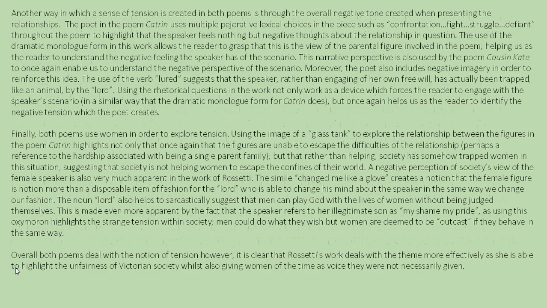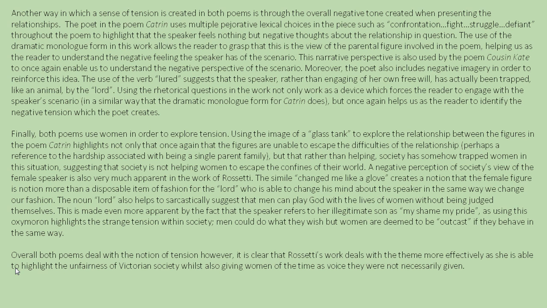Let's move on. Another way in which a sense of tension is created in both poems is through the overall negative tone created when presenting the relationships. The poet in the poem Catherine uses multiple pejorative lexical choices, so multiple negative word choices in the piece, such as confrontation, fight, struggle, defiant. Notice my use of evidence there. I've picked these words from different points, so I've used ellipsis, the three dots, to indicate that they're not all from the same line. Throughout the poem, to highlight that the speaker feels nothing but negative thoughts about the relationship in question.